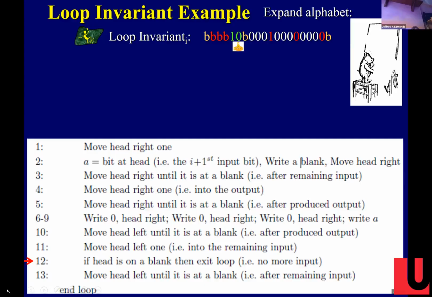And then line 12 says, if you're on a blank, that means we're done, right? Because when we moved past this blank, we moved into the input. And if there's no more input, then we're done. So if you happen to be on a blank right now, why are you on a blank? Because there's no more input to process. So if that's the case, then exit the loop, all right? But it's not the case. So let's go to line 13.